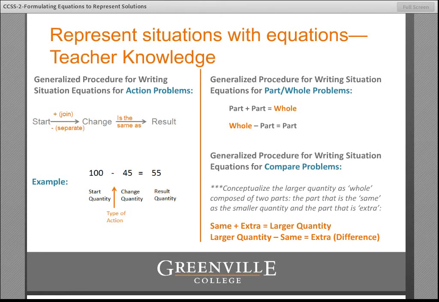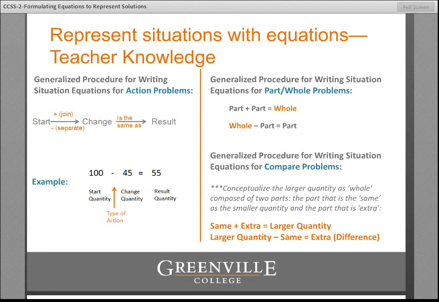On this slide, I've illustrated 3 types of generalized situation equations. On the left, we see the action problems are characterized by a starting amount, a change quantity, which is also associated with either an add to or a take from action, so that will indicate whether you use a plus sign or a minus sign. And then after that change, you have a new resulting quantity. So you have 3 quantities and also a type of action. And that can easily be used to formulate a situation equation as shown here.